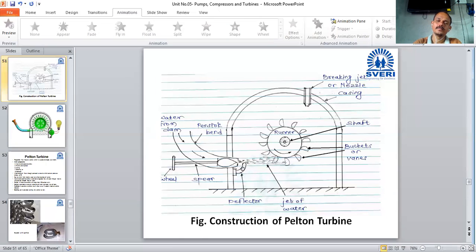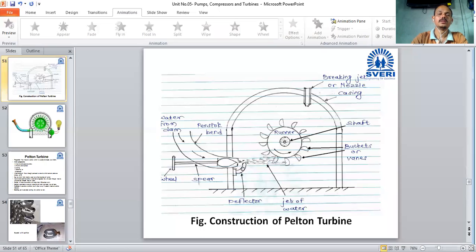So this runner is covered with the casing. So this total is a casing. Now, what is the function of casing? The function of casing is to avoid the splashing of water. म्हणजे या बकेट्स वरती पाणी पडल्यानंतर ते इकडे तिकडे जे उडतंय ते अवॉइड होण्यासाठी आणि ते थांबवण्यासाठी किंवा तिथंच थांबण्यासाठी हे केसिंग प्रोव्हाइड केलेलं आहे.